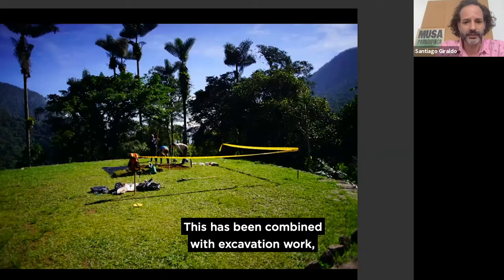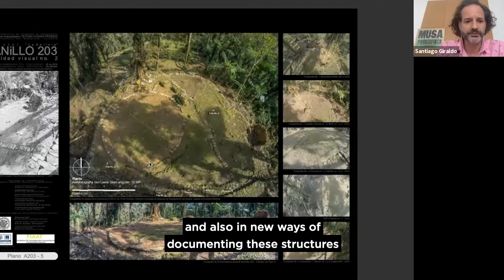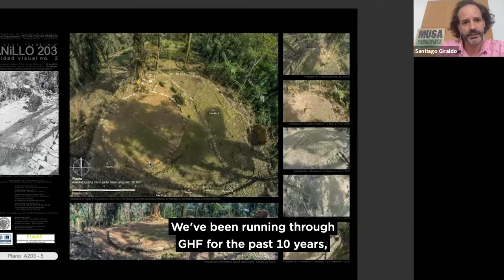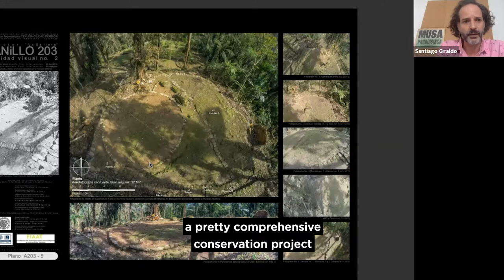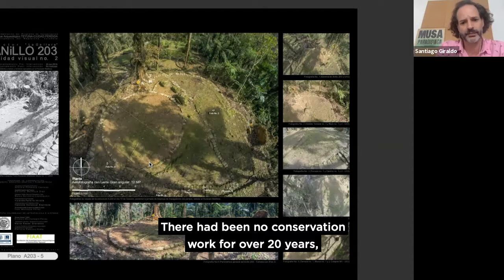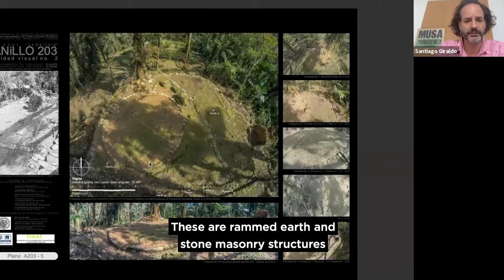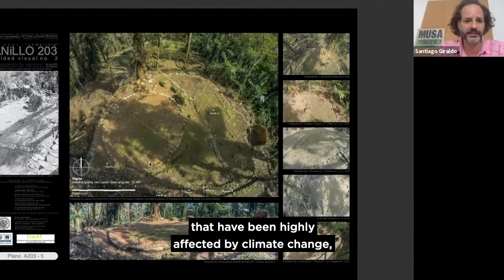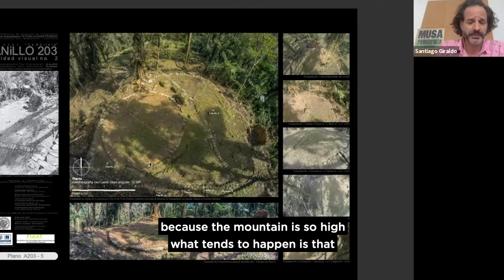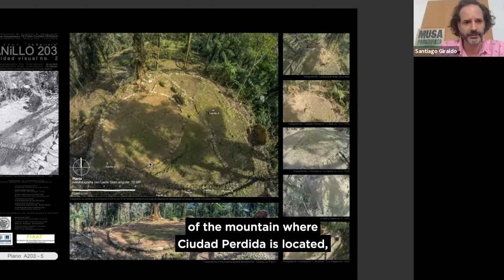This has been combined with traditional excavation work, and also with new ways of documenting these structures for conservation purposes. We've been running through GHF for the past 10 years a pretty comprehensive conservation project at Ciudad Perdida. There had been no conservation work for over 20 years, and so we had a massive backlog of conservation. These are rammed earth and stone masonry structures that have been highly affected by climate change and by hurricanes in the Caribbean. Because the mountain is so high, what tends to happen is that the tail of the hurricane hits the upper parts of the mountain where Ciudad Perdida is located.